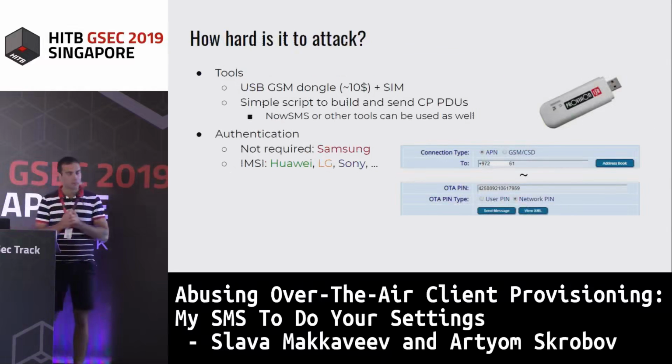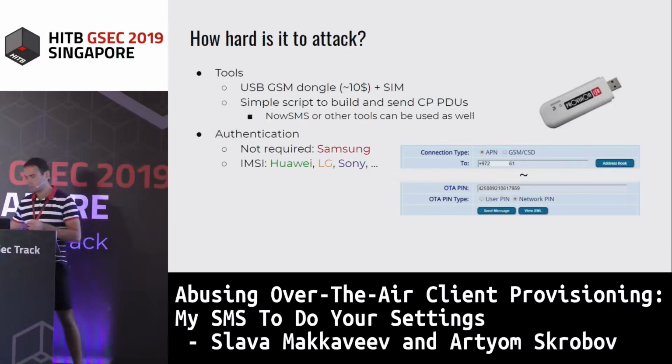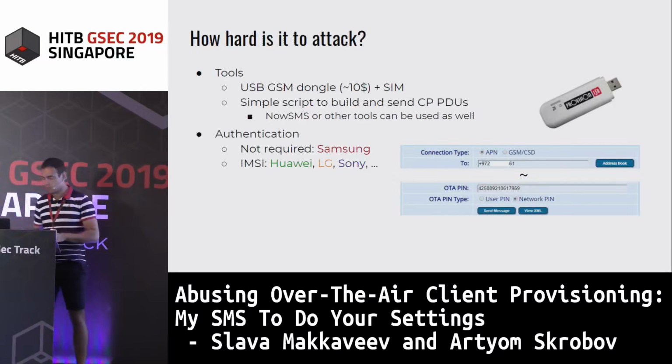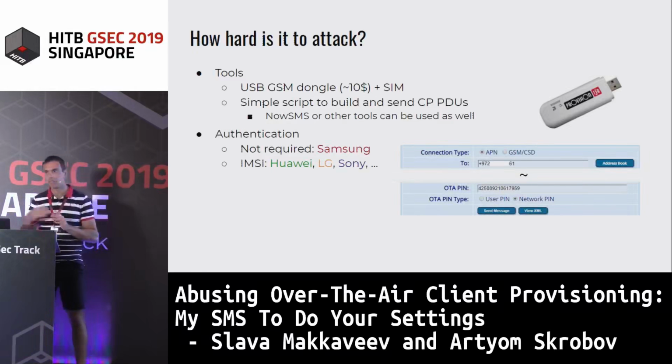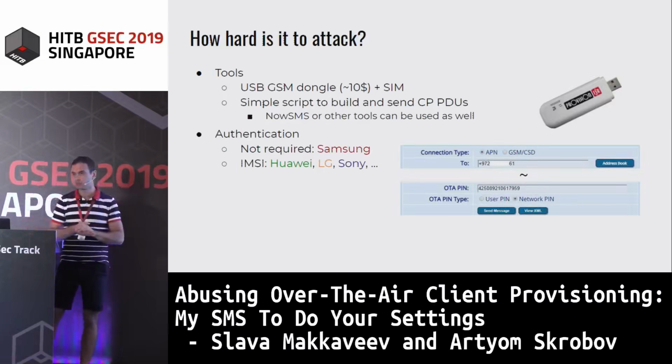So how exactly do we perform this attack? We have a simple USB dongle, and we need this SIM card. We just need to connect it to our laptop or PC, and we use a simple Python script to put together the message bits for us. And less sophisticated hackers can use Now SMS or any other freely available software tool on the internet.